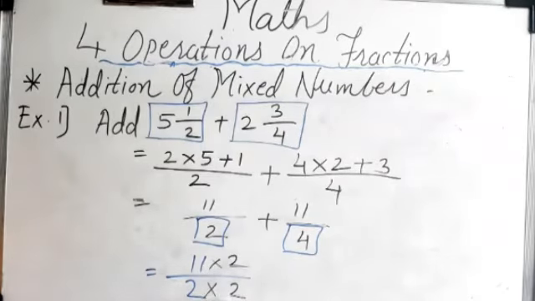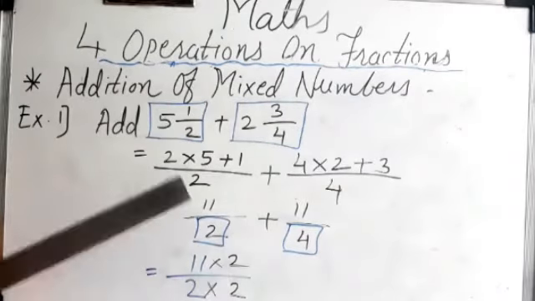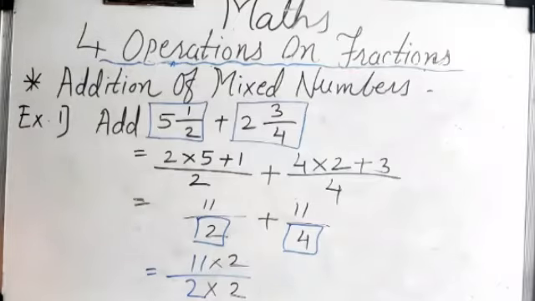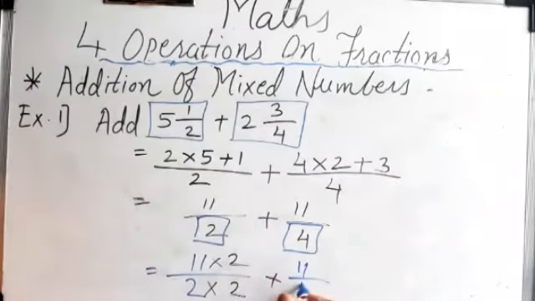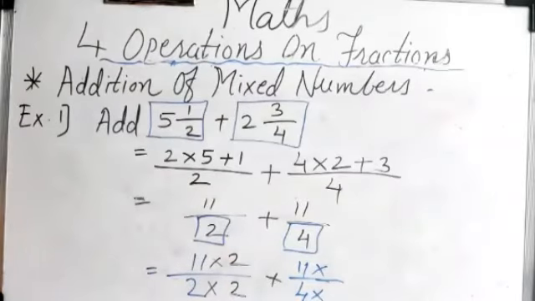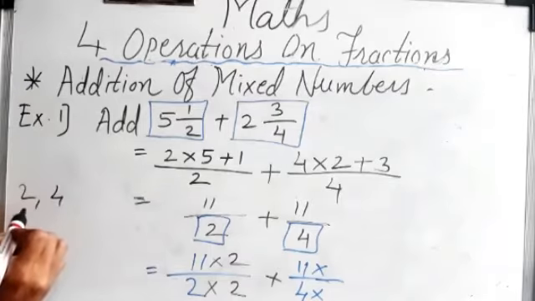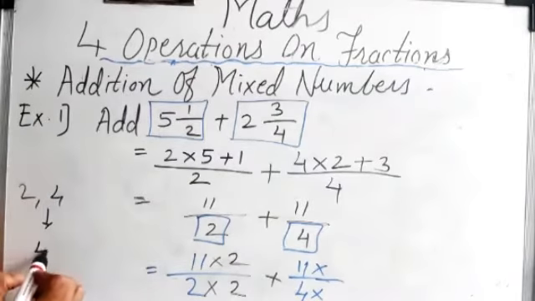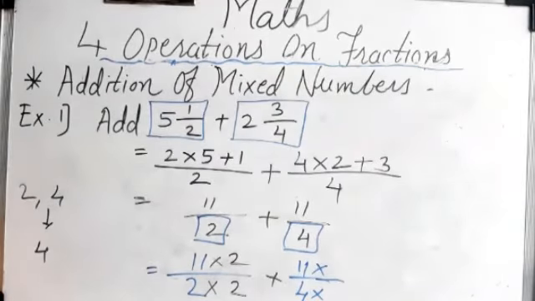Whatever I am multiplying to the denominator, with the same number I have to multiply with the numerator, and then the plus sign will be as it is. Then 11 upon 4, the second fraction. I want the denominator 4 only. I want to equalize these 2 and 4 denominators, I want 4. We are making the denominators equal.